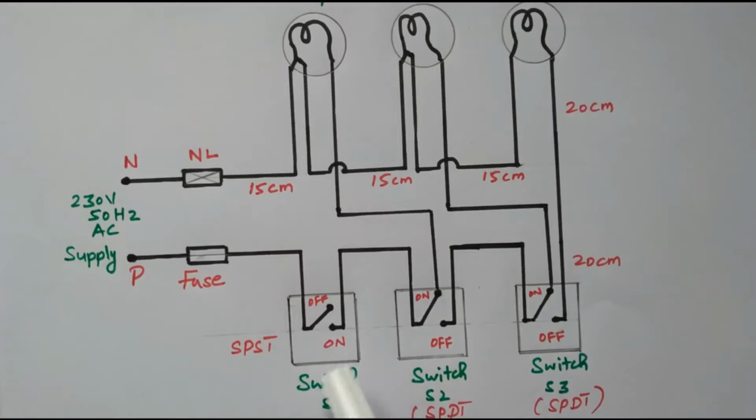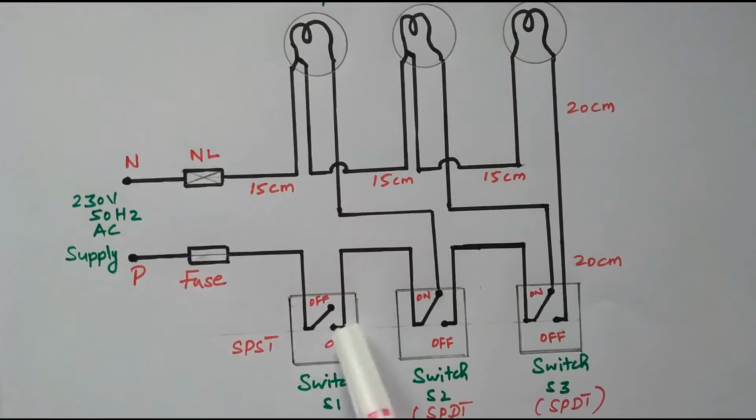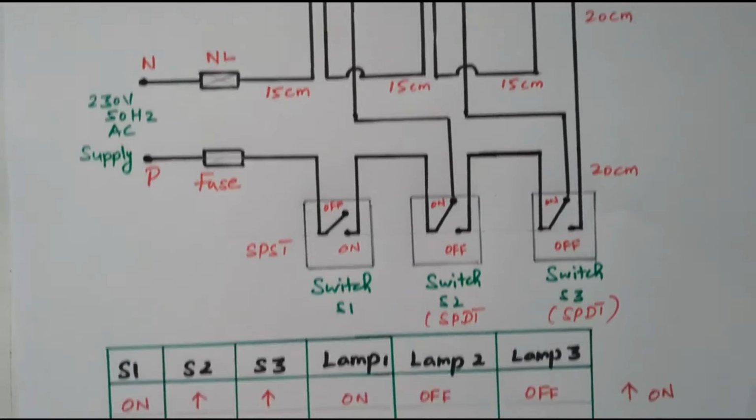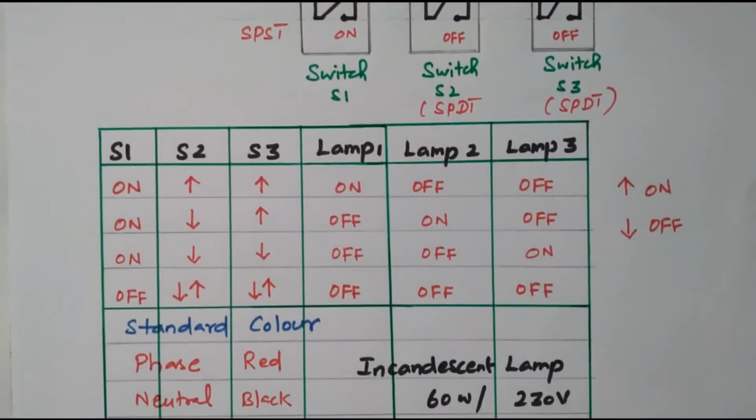Suppose the switch S1 is in off condition, we cannot do anything. The supply is disconnected. S2 and S3 cannot be operated. All the lamps are in off condition. Now we'll see the tabular column so that you are able to understand easily. One tabular column is available.